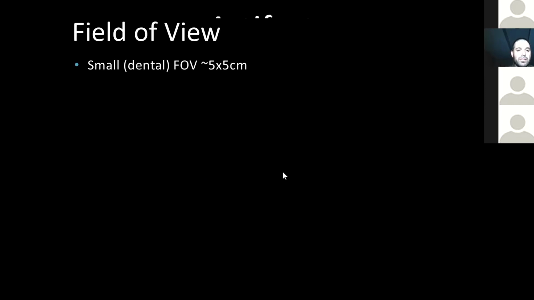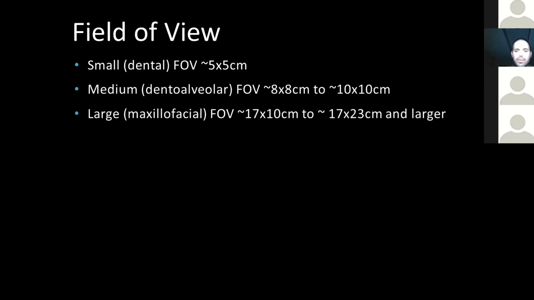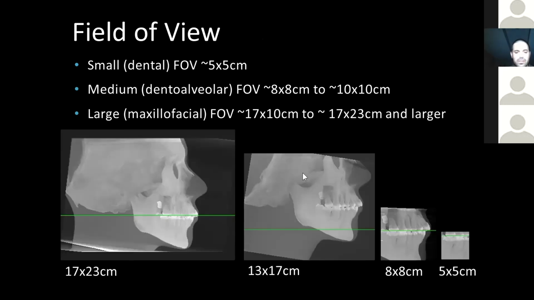First one, field of view. We can really break down available cone beam CT machines into three field of view categories, and I'll get pictures up here. The small ones are around 5 by 5. I'll call those dental. Medium would be just the teeth, or dental alveolar. They're anywhere from roughly 8 to 10 by 10 centimeters. And then large, or maxillofacial, where you're getting the joints and parts of the skull base, or even the entire cranium.